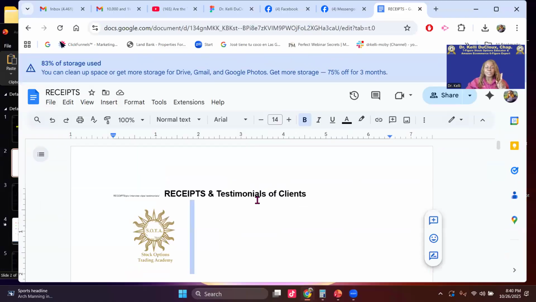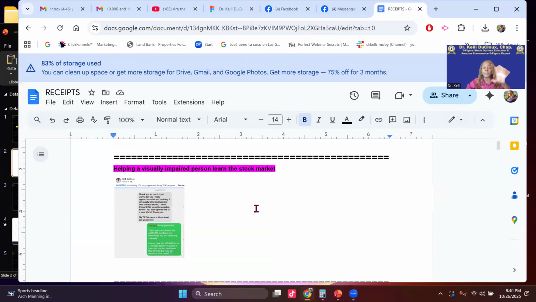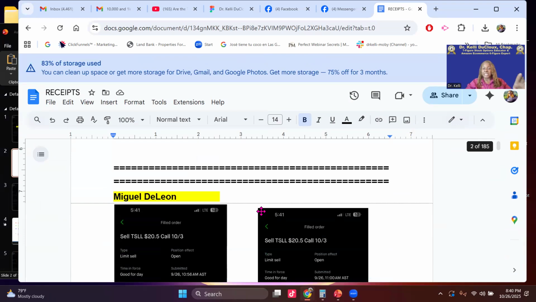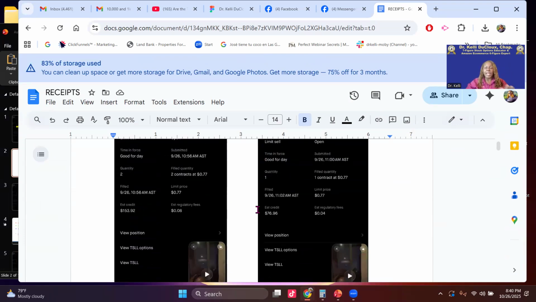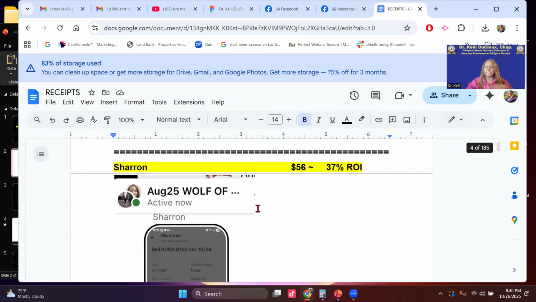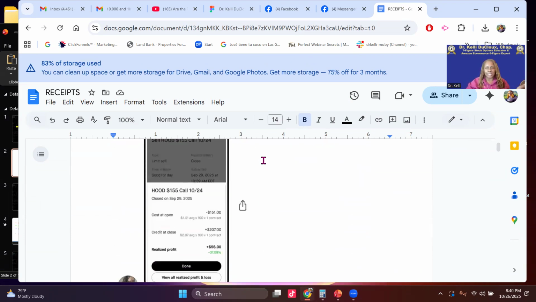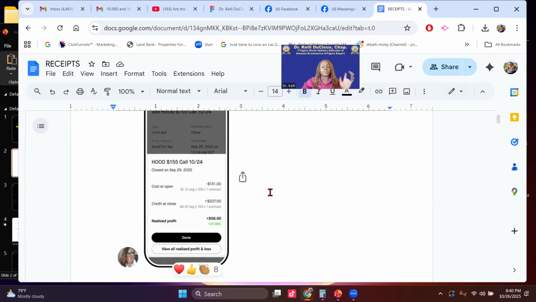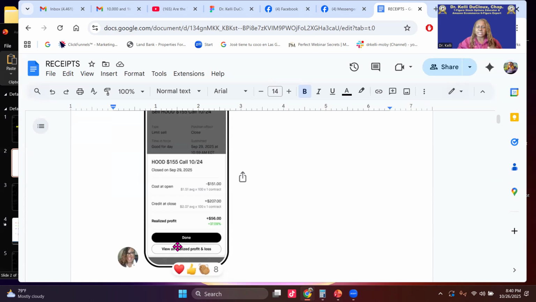This is my receipts. I keep a steady stream of receipts from my clients, right? And I'm going to show these and break these down for you. As you can see, there are a lot of different clients in here, and different amounts of money that people are making based on the percent return, based on how much money they're putting into the market, etc. So let's start breaking these down.